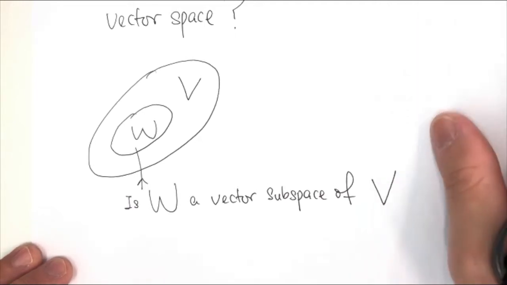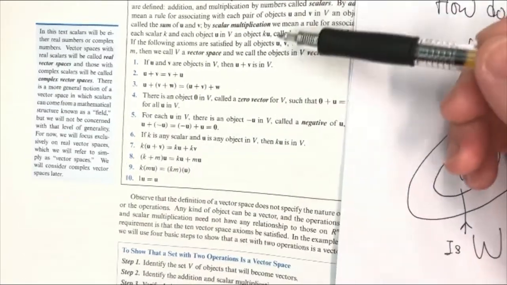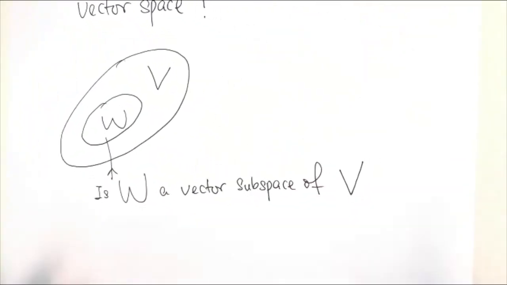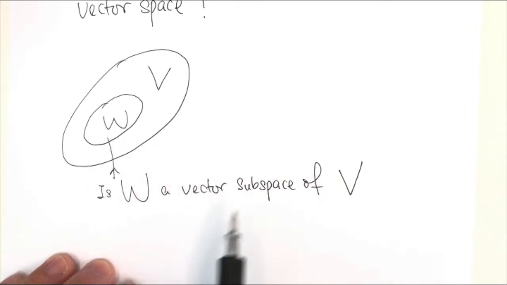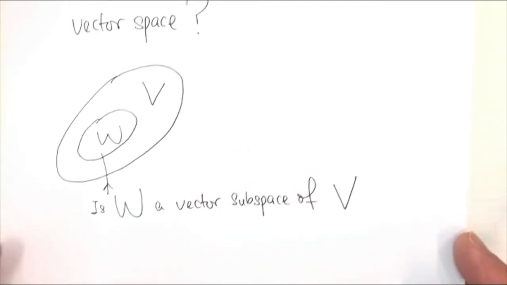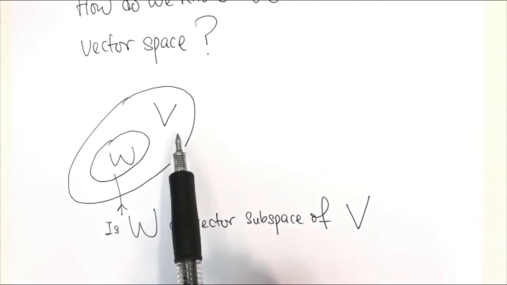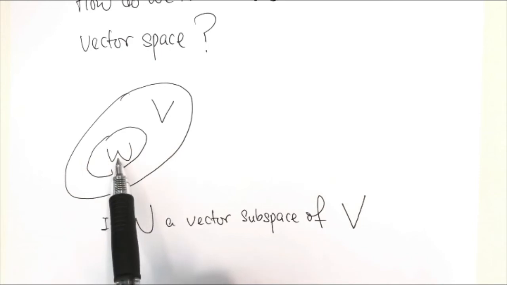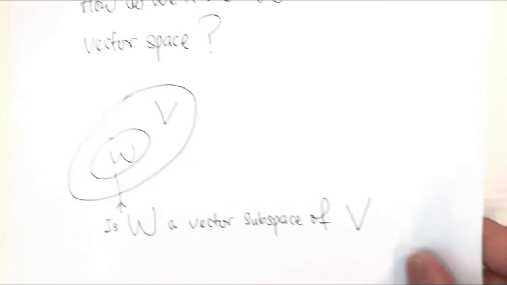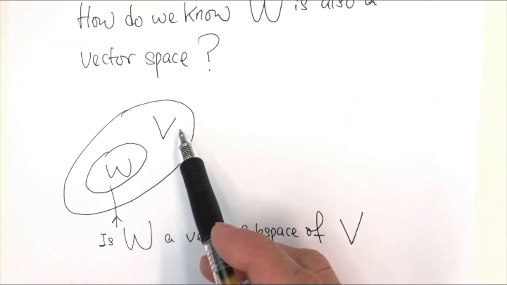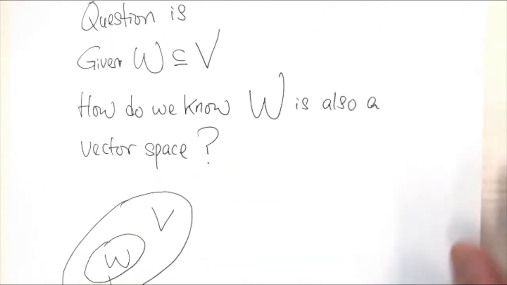Now, one way to answer this question is to verify that all the objects in W also satisfy these 10 axioms. If you can do that, then W is really a vector space. And because it sits inside V, we say that W is a vector subspace of V, just to indicate that W is a subset of V. Now, because V is a vector space, that's given, all these axioms that hold for all the elements in V will also hold for elements in W. So you don't have to verify everything.